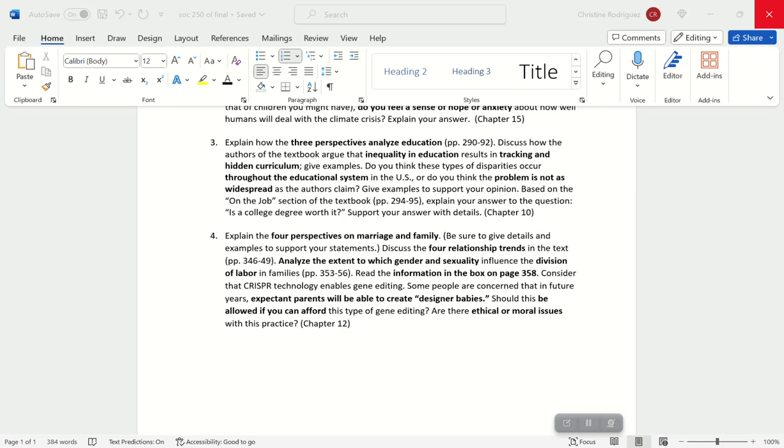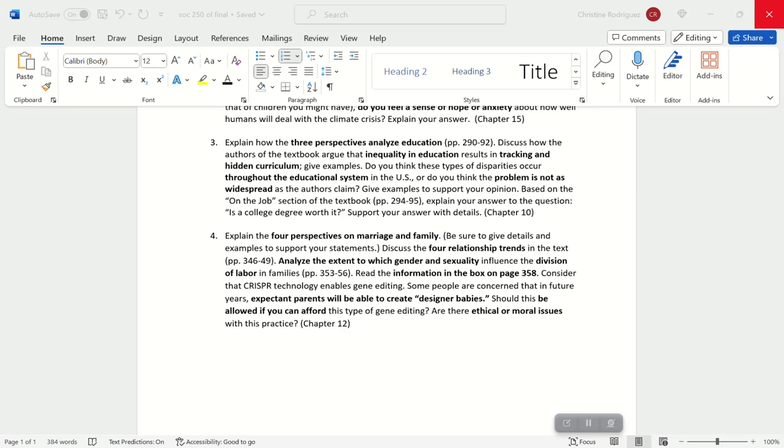Okay, so what are those four trends? That's all I'm asking there. Analyze the extent to which gender and sexuality influence the division of labor in families. Okay, so we know that things have to get done in the house. Dishes have to be washed, laundry has to be done, somebody's got to go out and do the shopping, etc. So how does gender and sexuality influence the way these tasks are divided up in families? Read the information in the box on page 358.